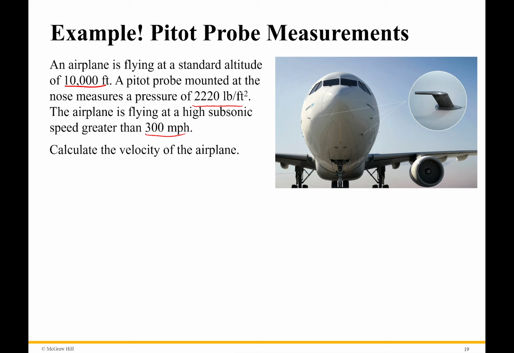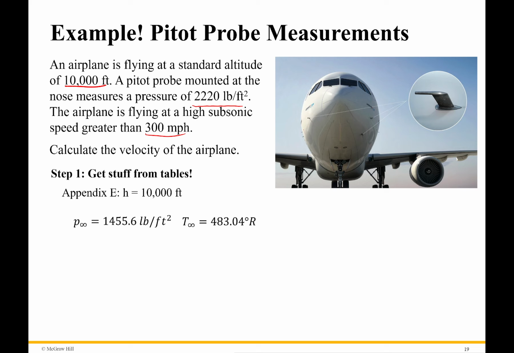So how do we do this? Well, first off, we need to get some stuff from the tables. So from Appendix C in your textbook, if you're using Anderson, for a height of 10,000 feet, we get that my pressure and temperature would be the following. So 1455.6 pounds per foot squared and 483 Rankine. That's pretty cold. And now I can start using my isentropic relations.